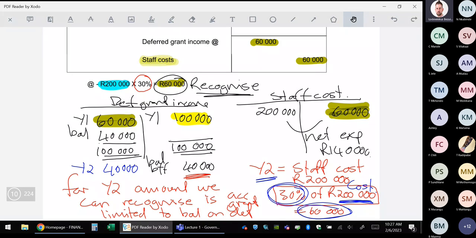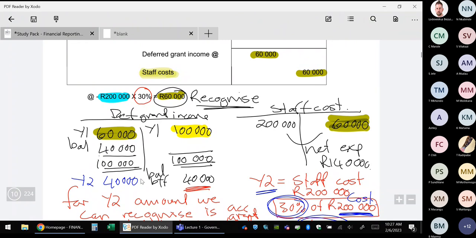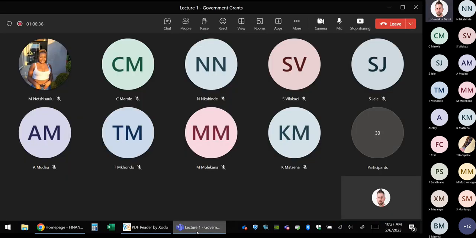Okay, so that's the basic principle of our government grants. When you have government grants, asset-based or income-based. Asset-based, deduct from the cost of the asset, or we show it as deferred income over the useful life of the asset. If it's income-based, we either show it as other income or a deduction of the cost of the asset.